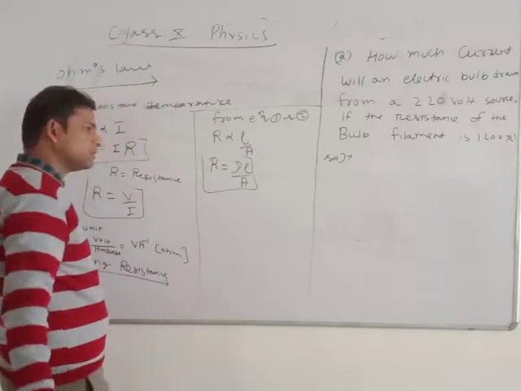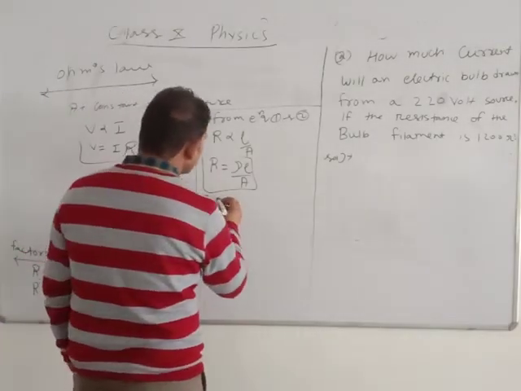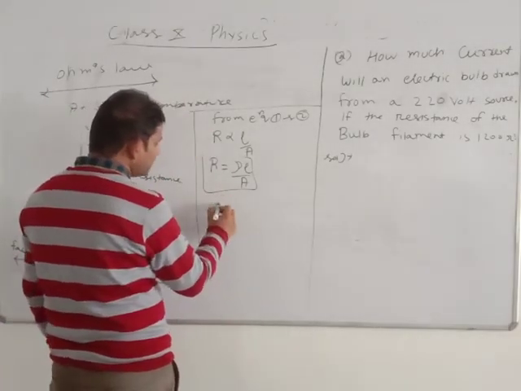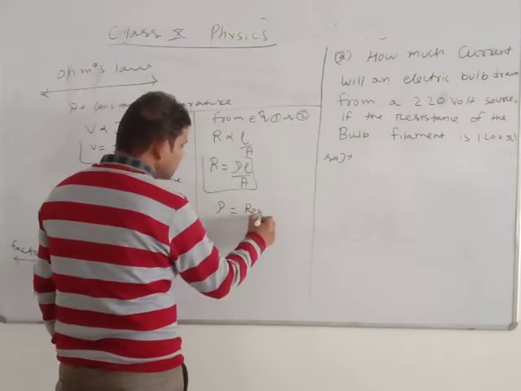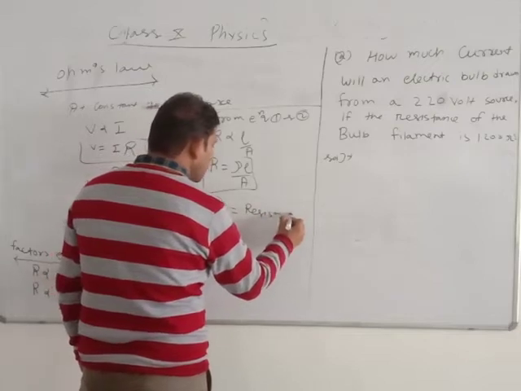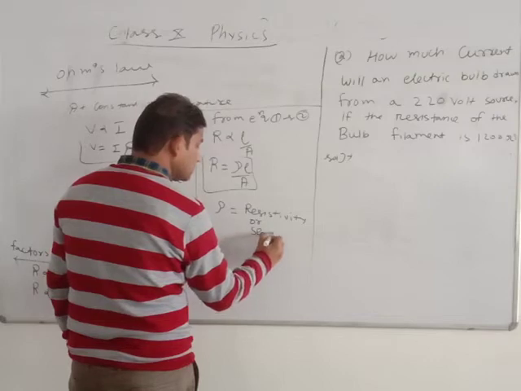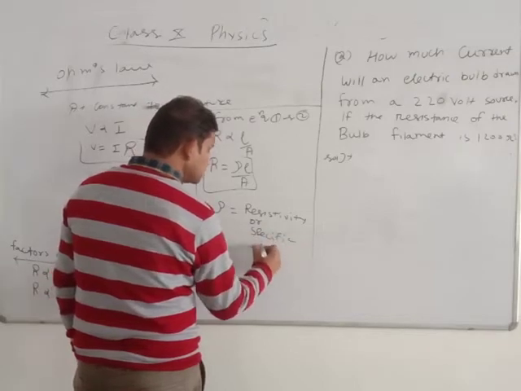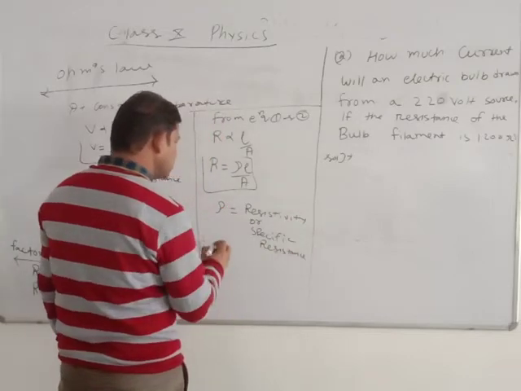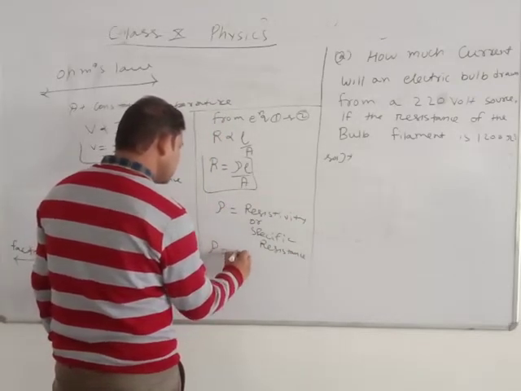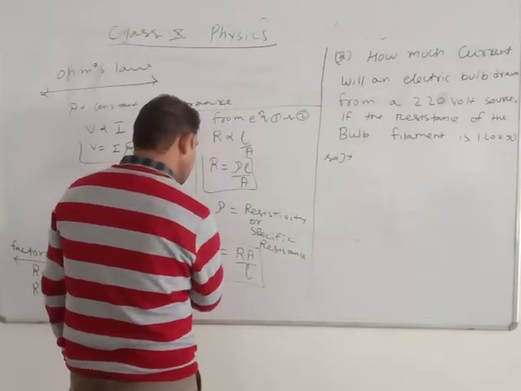This is another formula of resistance in terms of resistivity. And the formula for rho, resistivity, and the other name of resistivity is specific resistance. Then rho equals RA upon L is the formula for resistivity.